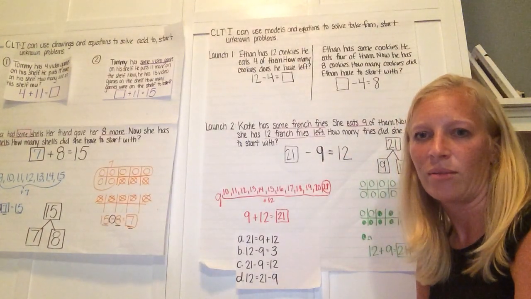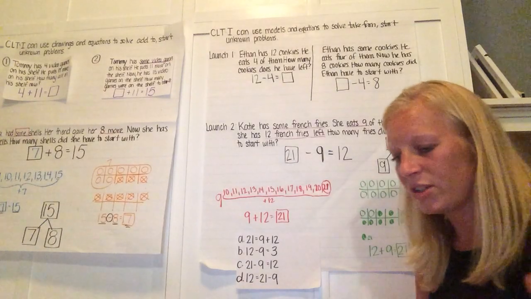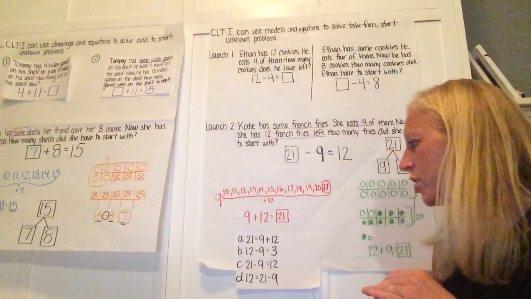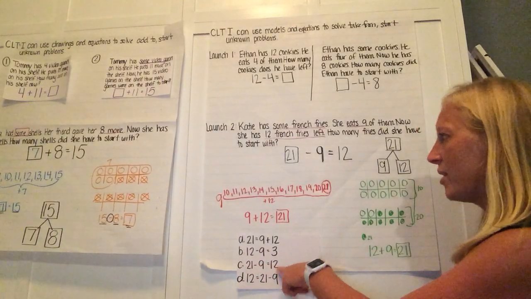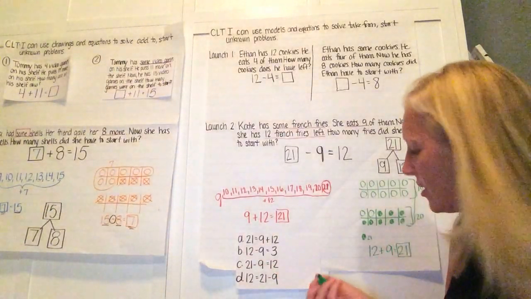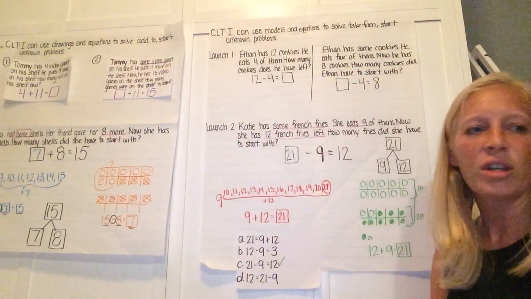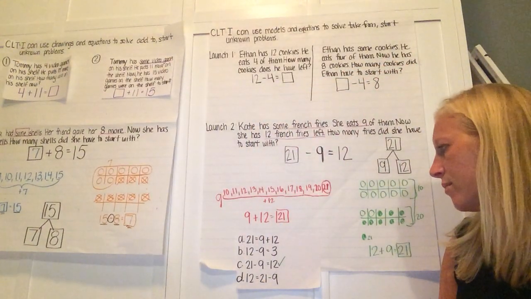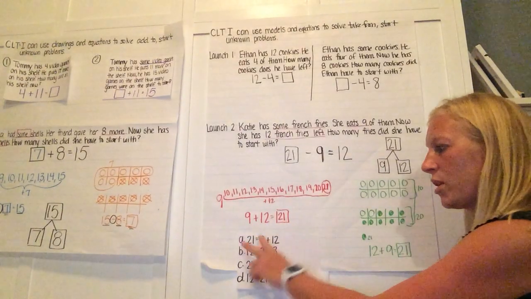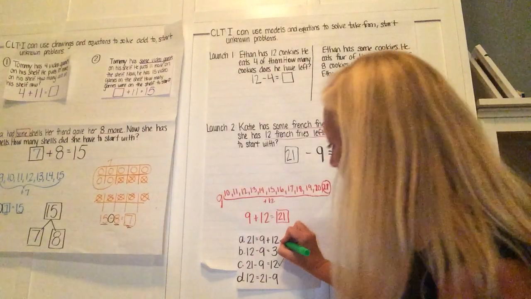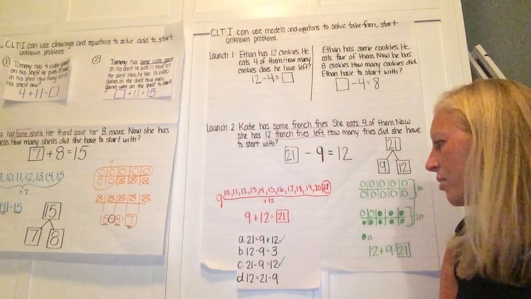What looks familiar? Which one's good? A good to go. I'll use my green for our good to goes. 21 minus 9 equals 12. It's right up here, isn't it? Check. What's another one that's a good to go? 9 plus 12 equals 21. Yep. Can go in just a different spot, can't it? That equal sign can be on either side.